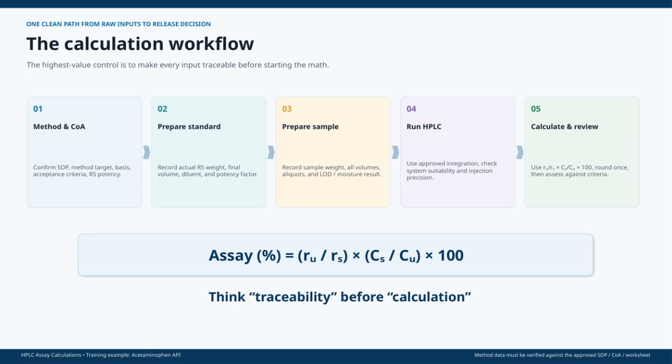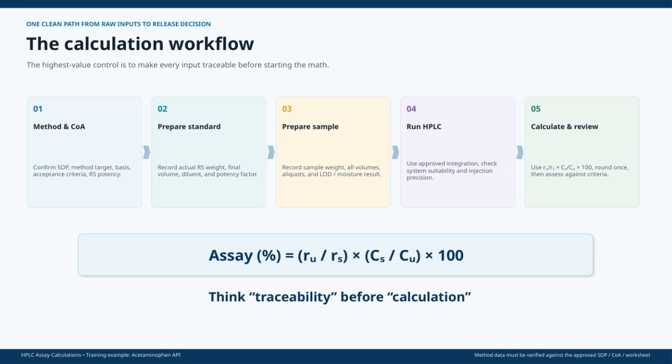First, we start by confirming the method and COA details. This includes checking the approved SOP, understanding the method's target, basis, acceptance criteria, and the reference standard's potency. Accuracy at this stage sets the foundation for everything that follows. Next, we prepare the standard solution, carefully recording the actual weight of the reference standard, the final volume, the diluent used, and the potency factor. Precise recording here ensures the standard concentration is correct, which is critical for reliable results.